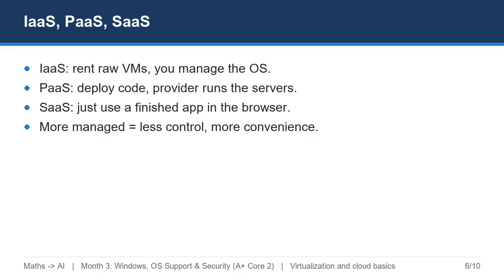3 service models. Infrastructure as a service, IaaS, rents you raw virtual machines, storage, and networking, and you manage the operating system and apps. Platform as a service, PaaS, gives you a managed platform to run your code without touching servers. Software as a service, SaaS, is a finished app in the browser, like Microsoft 365. The more the provider manages, the less control but the more convenience you get.